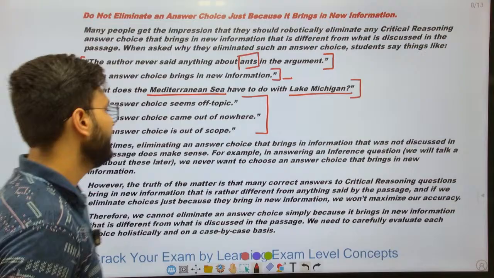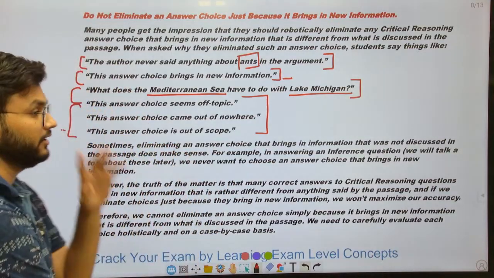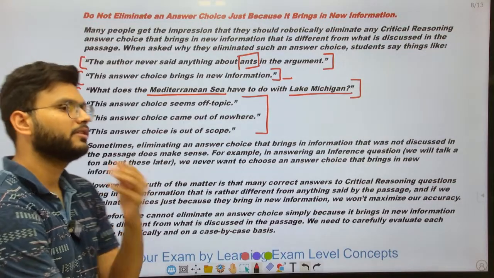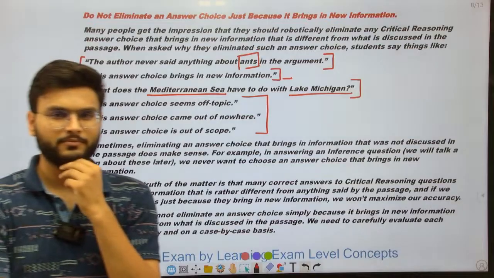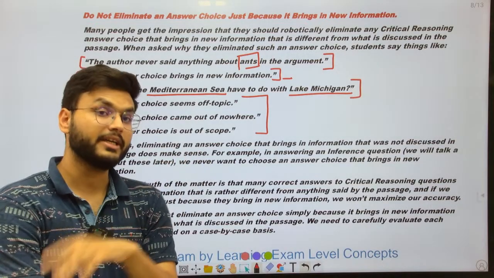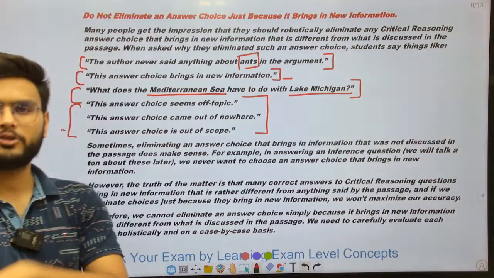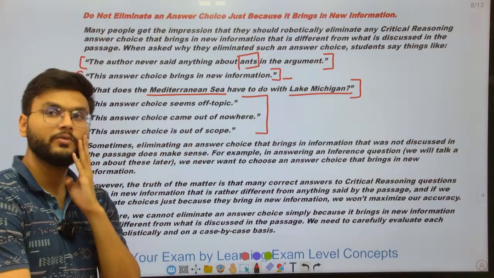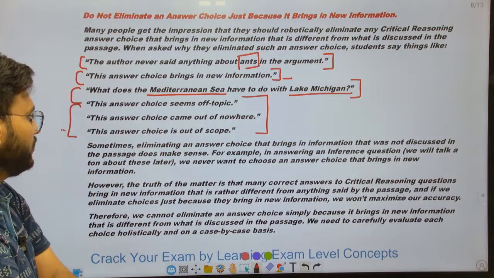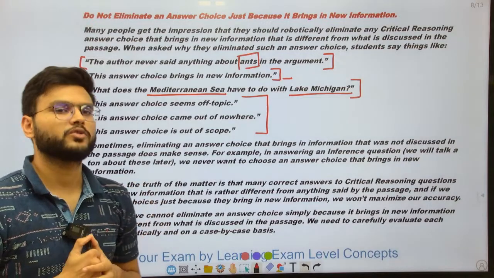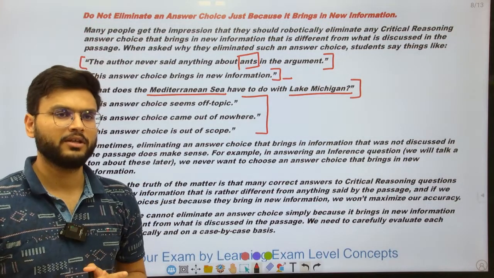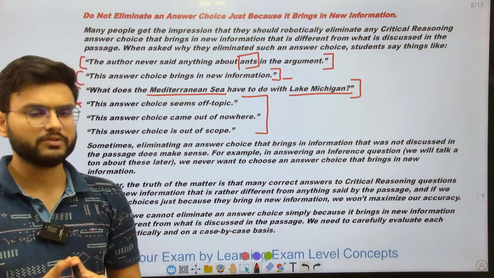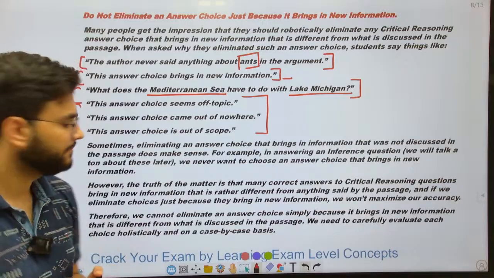So, for example, in answering an inference question, an inference question will always ask you what you can infer. Now there you will always have new choices. We will talk about them also, but in inference particularly you will see a lot of new choices. If you apply this kind of approach there, you will automatically get confused. So, whenever you are choosing an answer choice, be open to all the options. Give respect to each and every answer choice. If it works, we will keep it. If it does not, we will eliminate it.